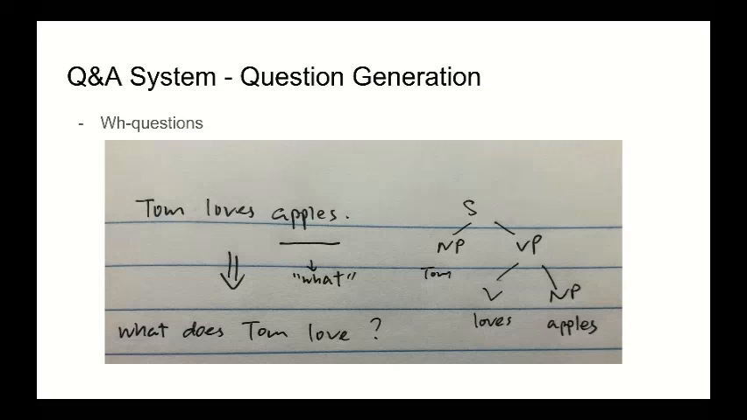After we identify the answer from the sentence, we remove it from the sentence and invert the sentence just like we did for binary questions, and insert the corresponding WH word in front.